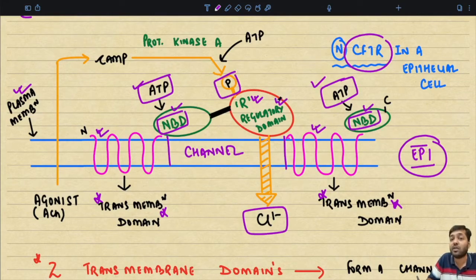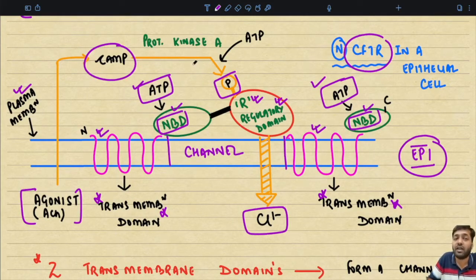So how does this phosphorylation occur? Now, very importantly, as you can appreciate, there is an agonist, acetylcholine for example, which is going to act on the epithelial cell and increase the level of cAMP, that is cyclic adenosine monophosphate. This cAMP is going to activate the protein kinase A, which is going to facilitate the phosphorylation of the regulatory domain in the presence of ATP.